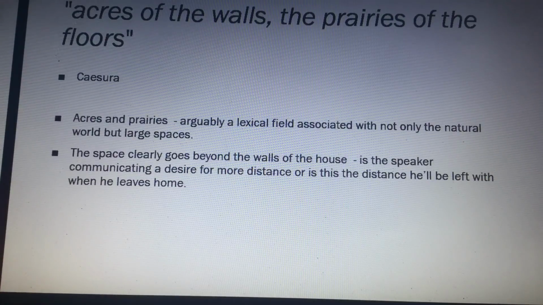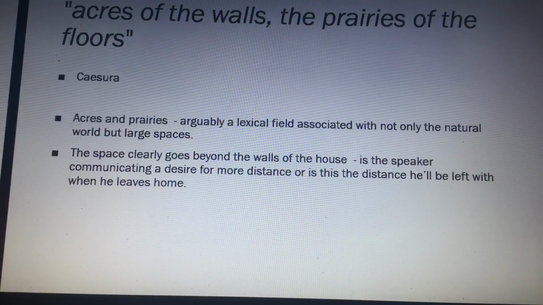The space obviously goes beyond the walls of the house. I've put here, is the speaker communicating a desire for more distance? Or is this the distance he'll be left with when he leaves? But again, walls and prairies is the natural world. Therefore, it's natural for children to leave home. And it's natural that the parent has to accept it, I suppose.